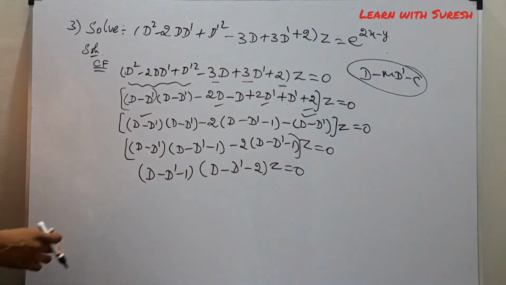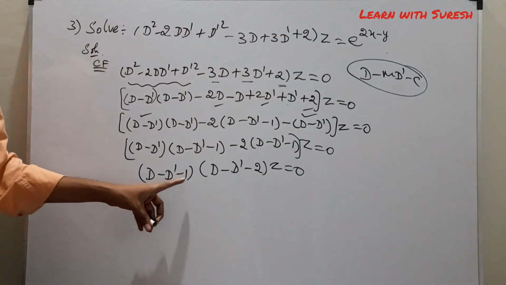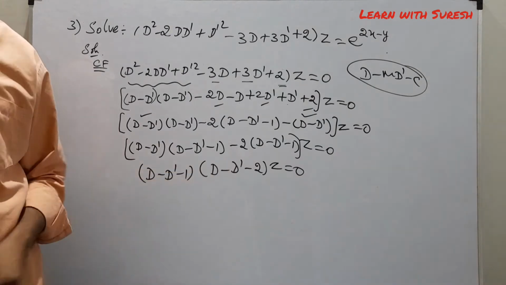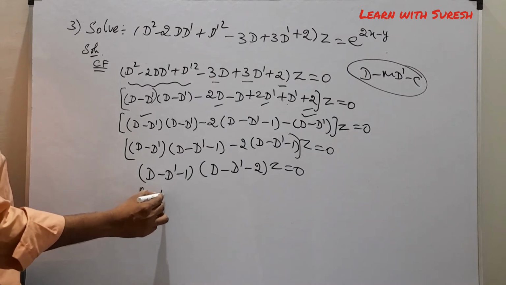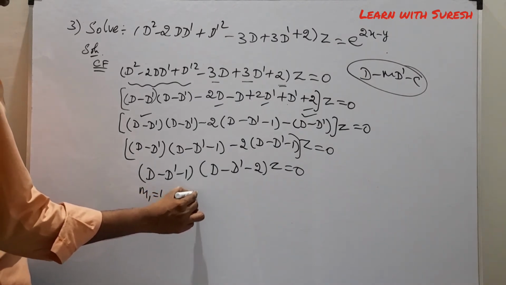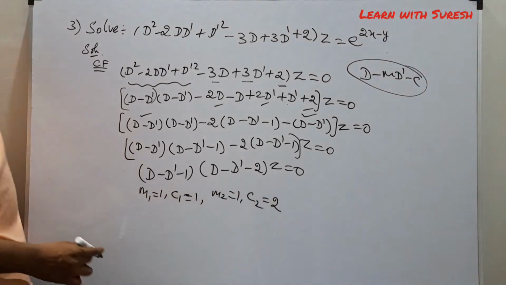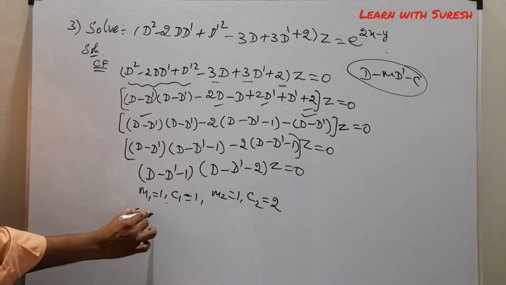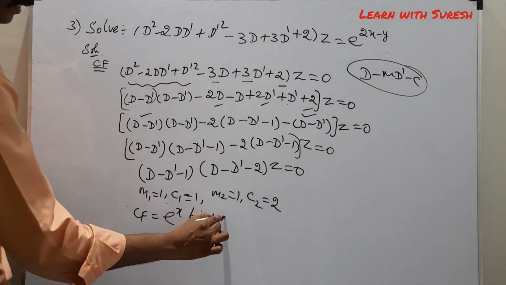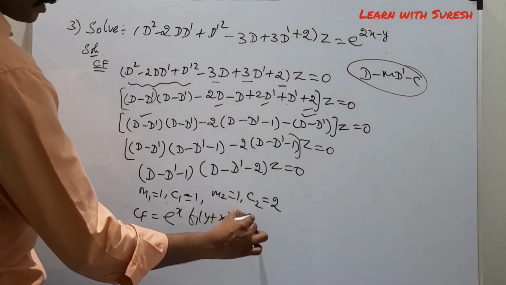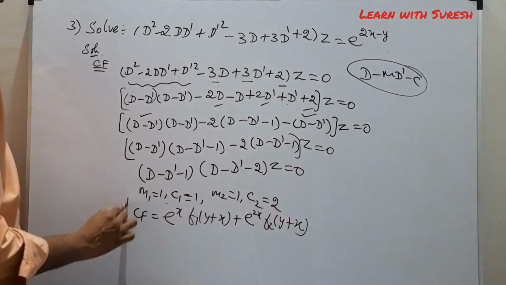Now look at this, we have brought it to the form D minus mD dash minus c. It is in that form. So for this problem, m1 equal to 1, c1 equal to 1, m2 equal to 1, c2 equal to 2. Complementary function: e power c1x f1 of y plus x, plus e power c2x f2 of y plus x. This is our complementary function.